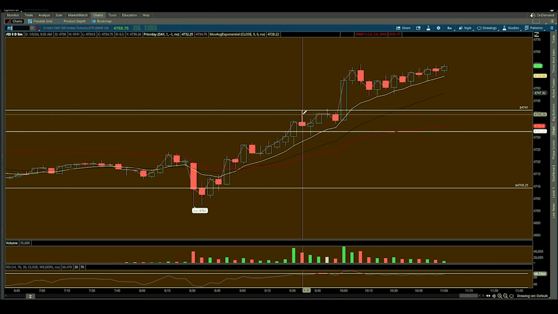4739 was my exact fill, I believe so. Got in, caught this move down here. I got completely out of this trade at prior day close at 4732 area. Very nice gap. You're probably wondering, that doesn't look like a lot, right? But keep in mind, if you're trading ES, each 1 point move is $50 in profit per contract, okay? So that adds up quickly.